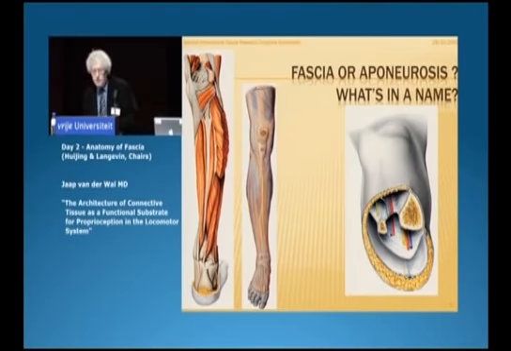As an architectural anatomist, I'm not interested only in where. Anatomists are always interested in the where. But I'm also interested in the how. How is the fascia, how is the connective tissue layer organized?